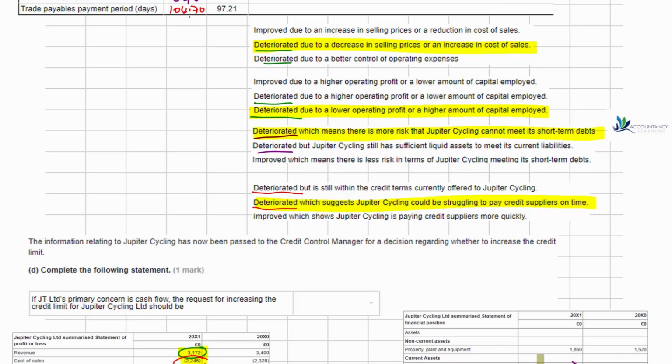So looking at part D then, complete the following statement. So should we accept or reject? So if JT Limited's primary concern is cash flow, the request for increasing the credit limit for Jupiter Cycling should be, well, we can see that there's a bit of a theme, isn't there? That there's a deterioration, deterioration, deterioration, and deterioration. So no, this should be rejected.